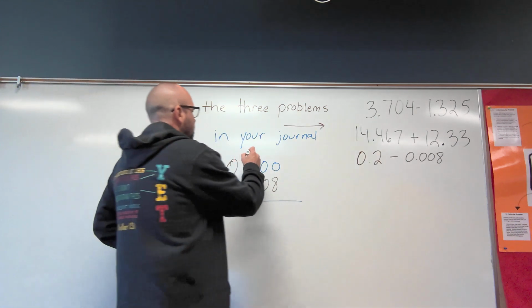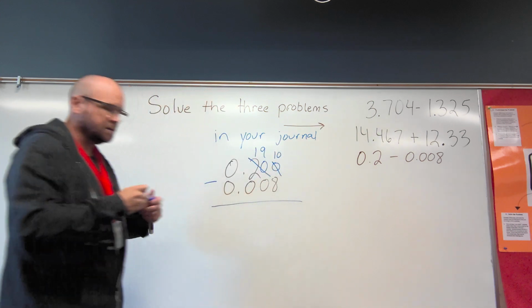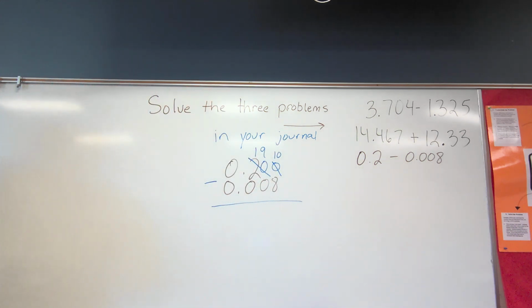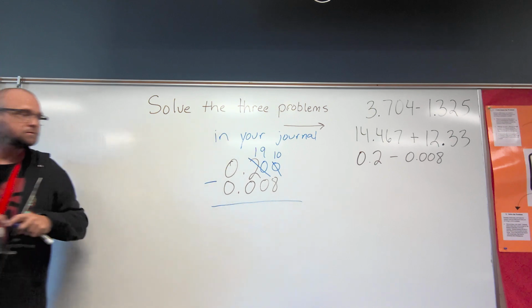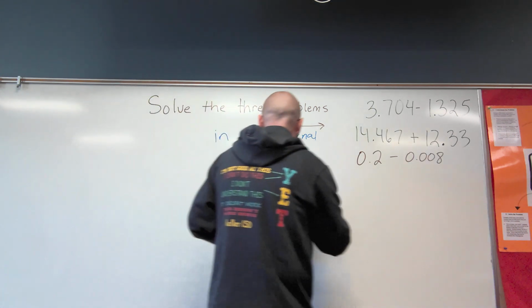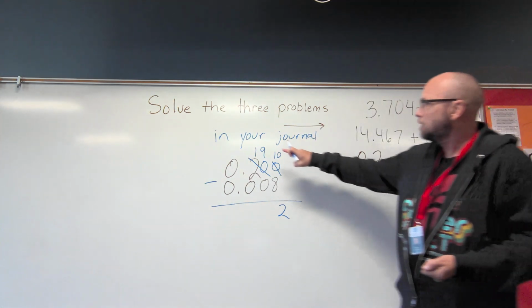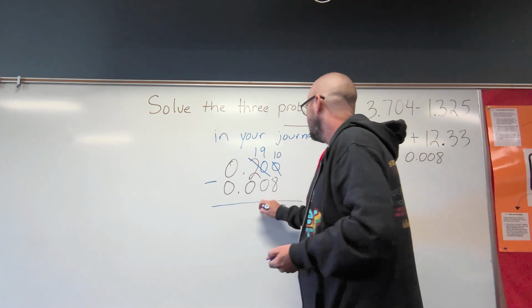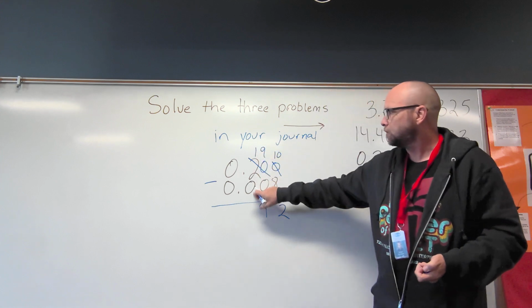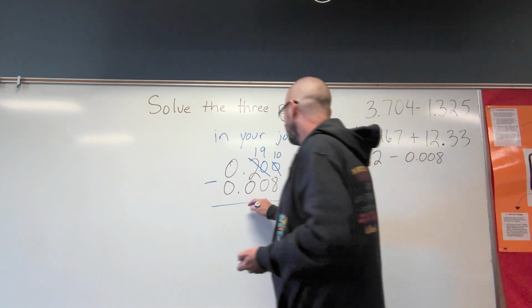Now we can take this 20, make that 19, and then 10 thousandths. Okay? Now, so what should my thousandths be in my difference? A 2. Because I have 10 thousandths, and I'm subtracting 8 thousandths. Now, 9 hundredths subtract 0 hundredths is 9 hundredths. 1 hundredth subtract 0 hundredths, or 1 tenth subtract 0 tenths is 1.